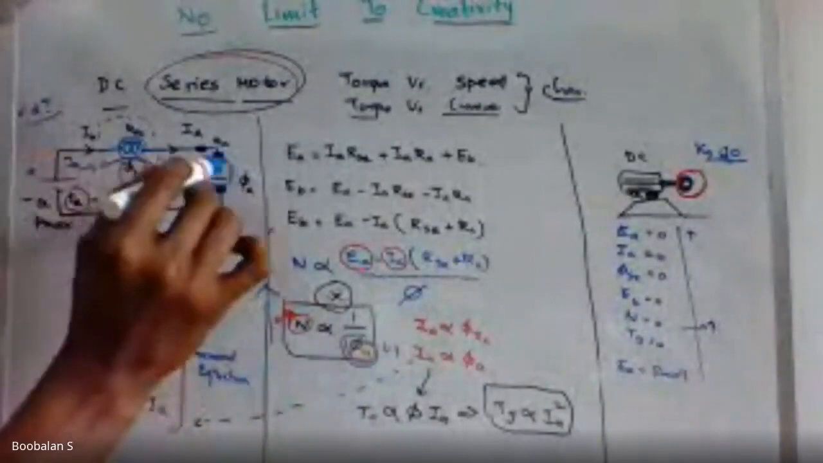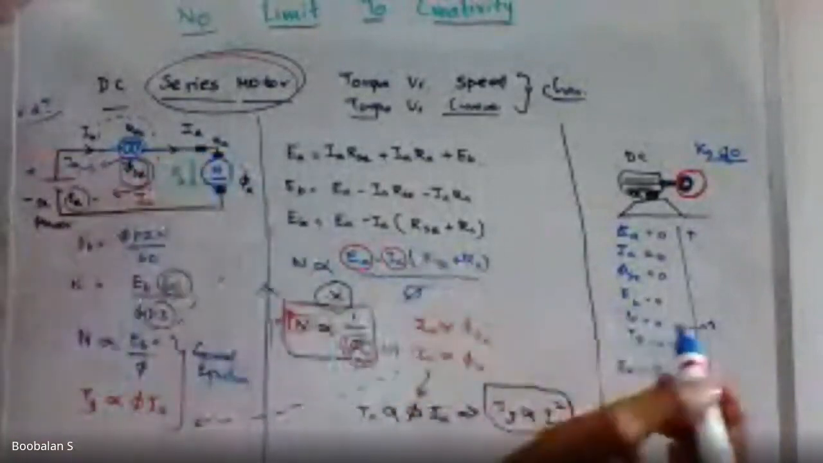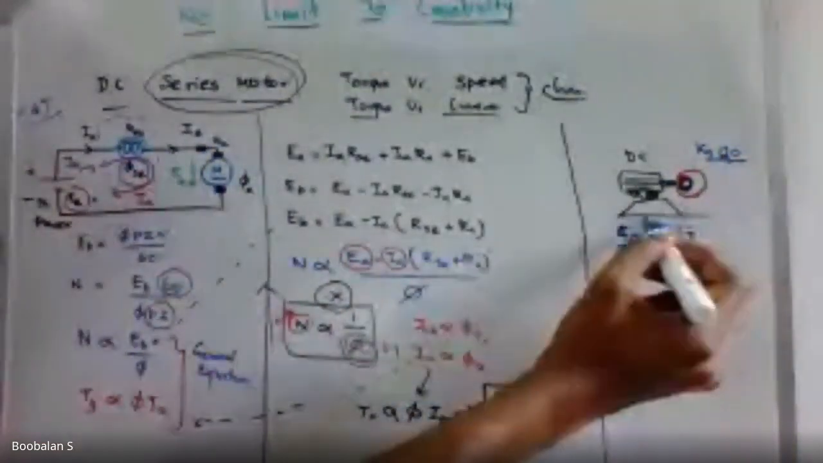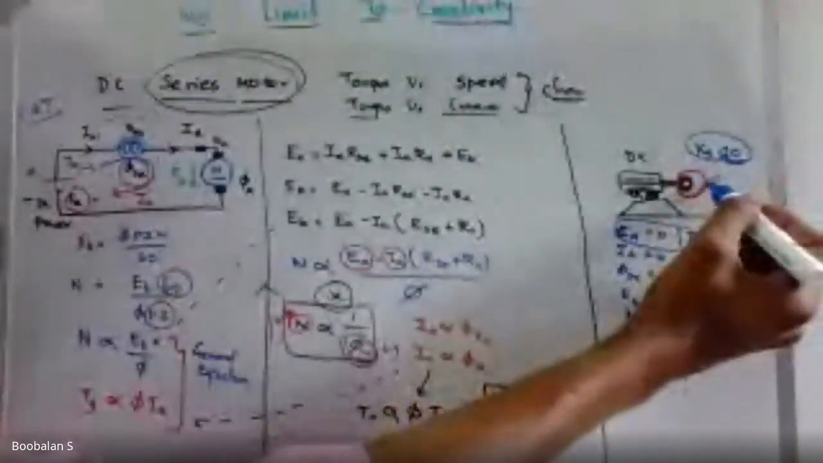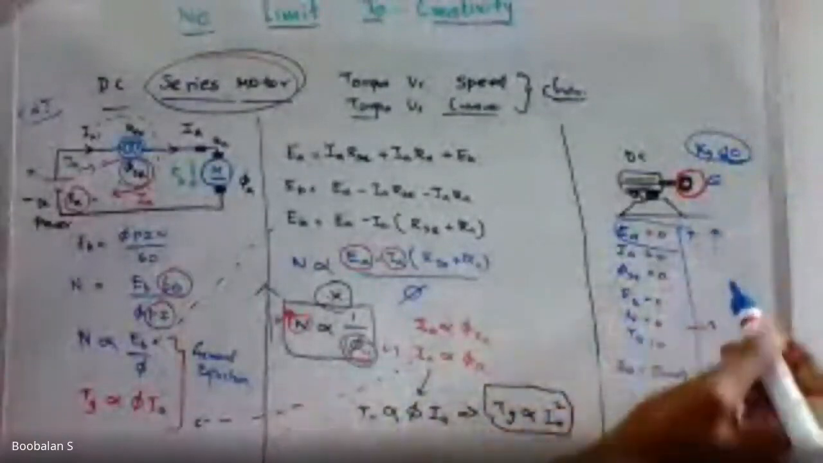If the 20 kg is applied, the motor is going to run. Because of the small voltage you applied, in the second case with the 20 kg load on this motor, the motor gets a small voltage and a small current flows.